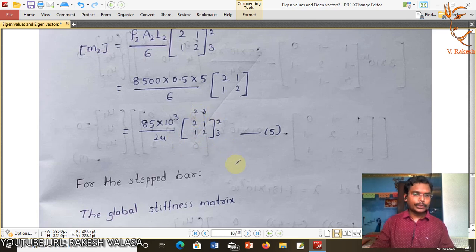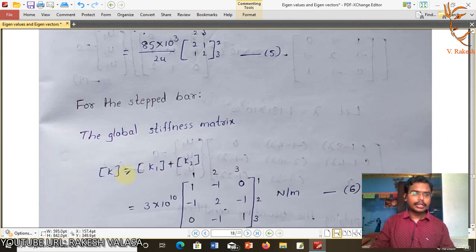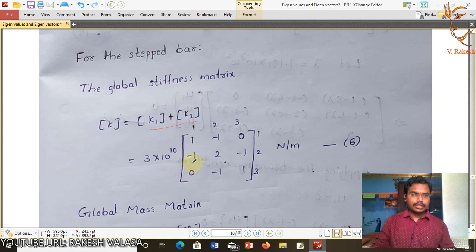Now write the global stiffness matrix for the stepped bar, that means combining the stiffness matrices K1 and K2: K equal to K1 plus K2. The stepped bar has 3 nodes, so the size of the global stiffness matrix is 3 by 3, that is 3 into 10 power 10 times [1 -1 0; -1 2 -1; 0 -1 1]. This is the stiffness matrix for element 1. This is the stiffness matrix for element 2.